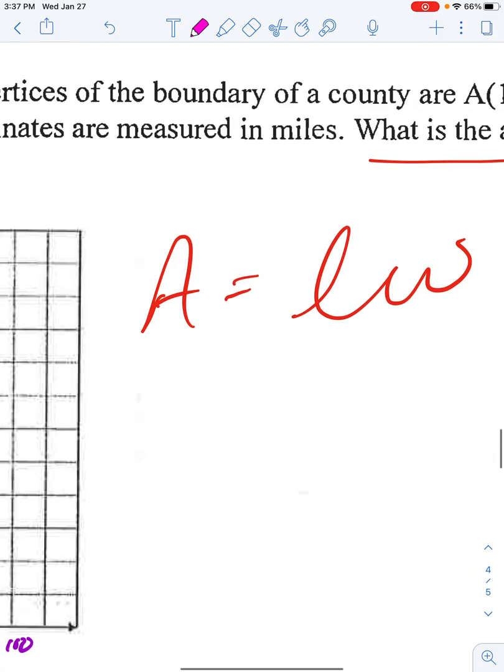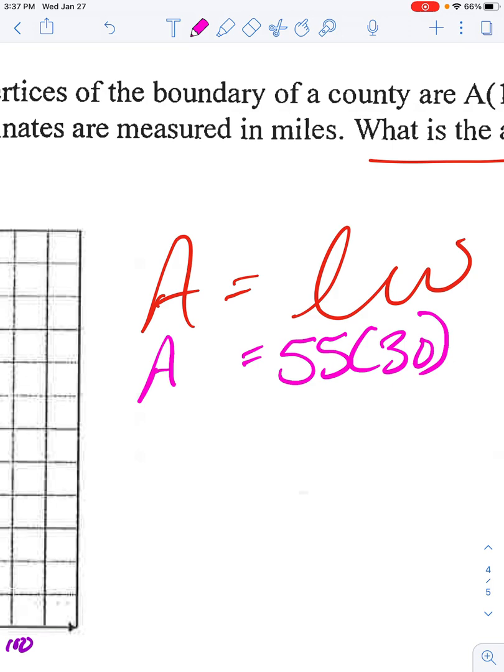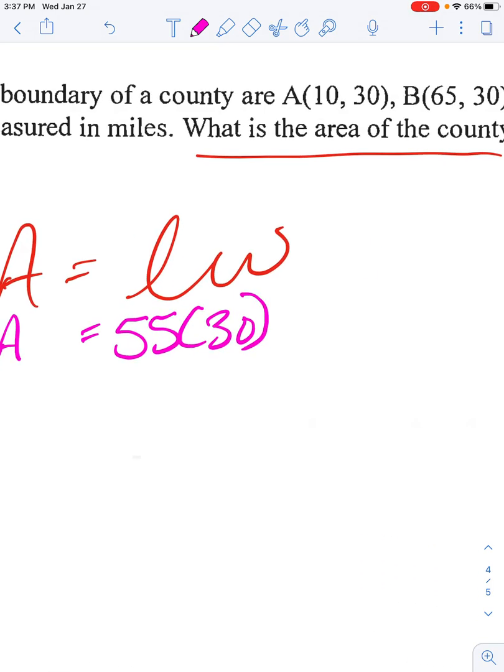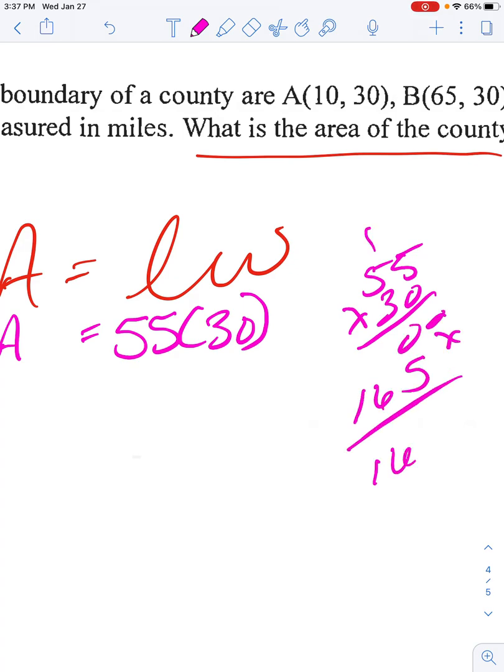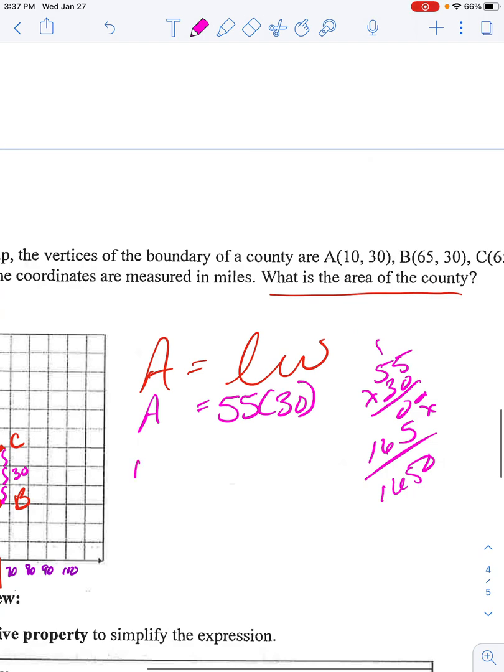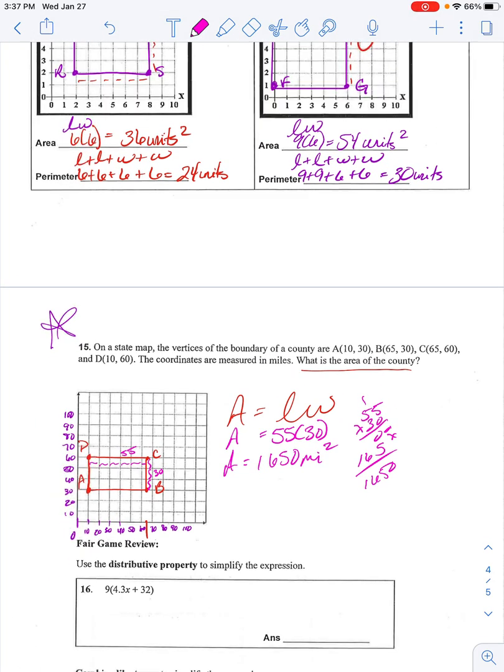So length times width would be 55 times 30. So the area of this county is 1,650 miles squared. Pay close attention, maybe go back and review that one again. Okay, you've got one like that tomorrow.